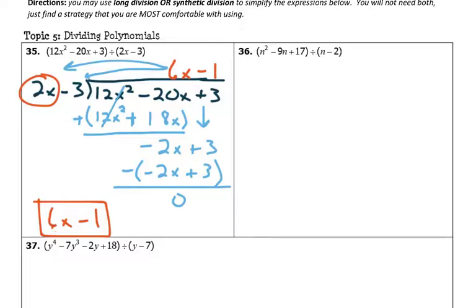That looks like a G, but it's a 6x minus 1. All right. Now it looks like a field hockey stick. All right. We're doing our best here.